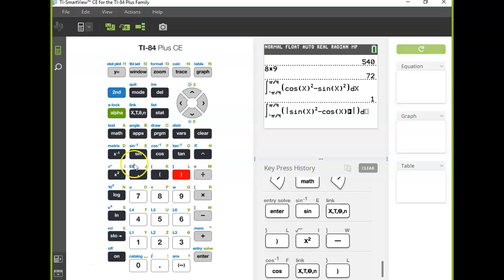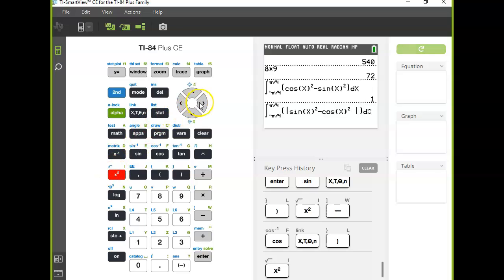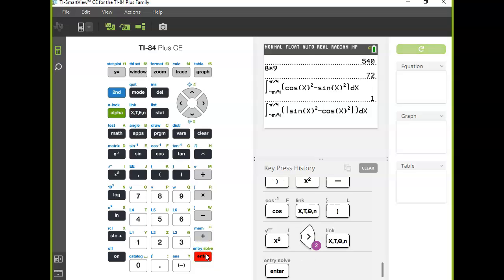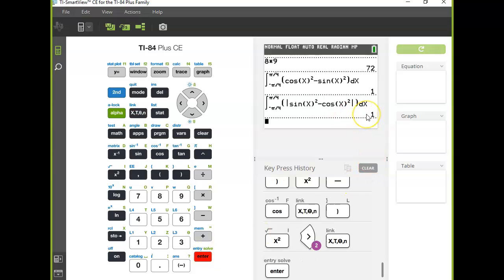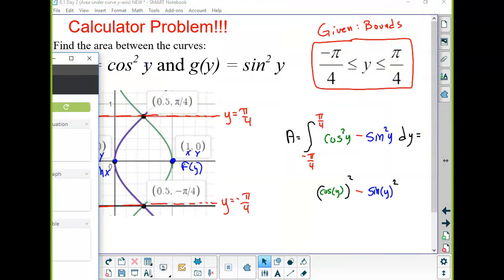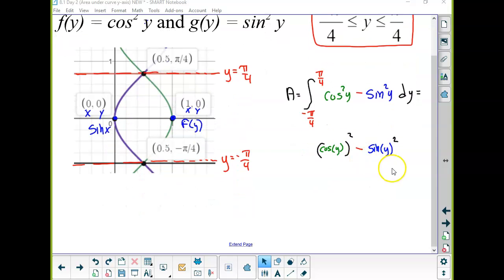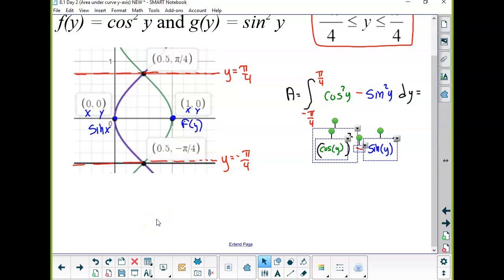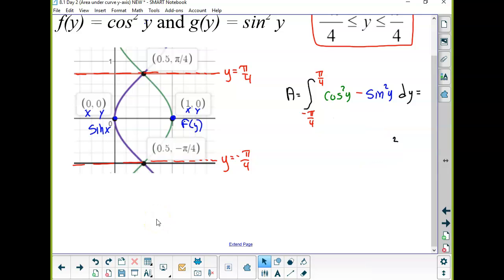If I was to throw this into my calculator with the absolute value, notice the only thing I did was add in the absolute values around everything. It just turned that positive. So here's what I would say for you guys. Let's say that you're doing your work, and maybe it's a no calculator problem, and you get your answer to be negative.